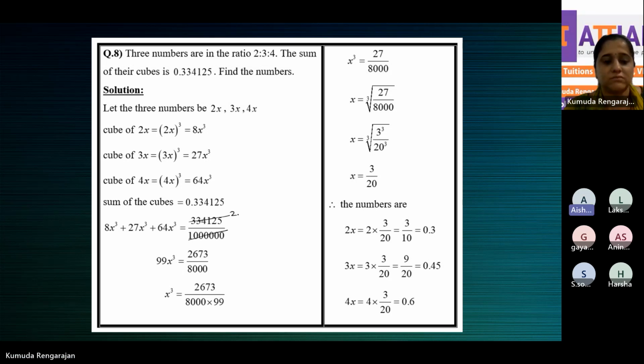Ma'am, so here they have taken the decimal value for the numbers. Do we have to do that also?